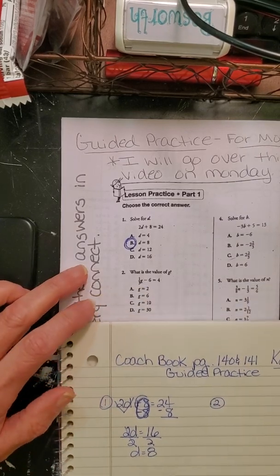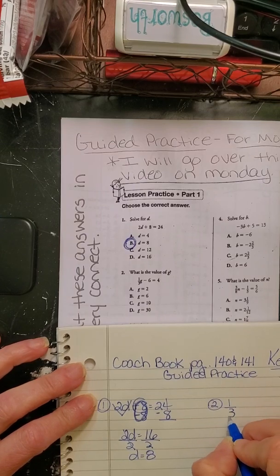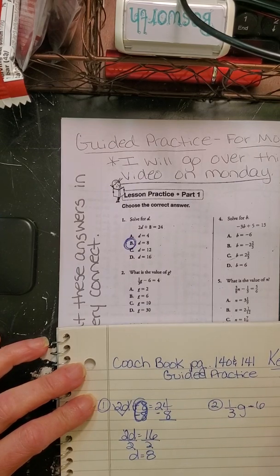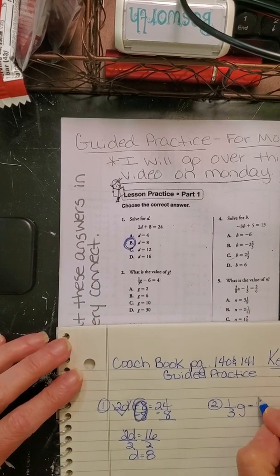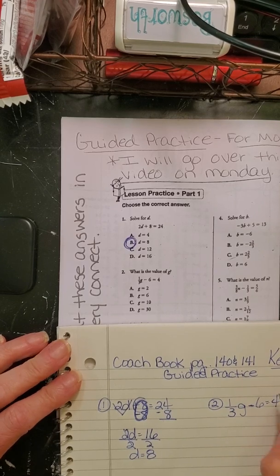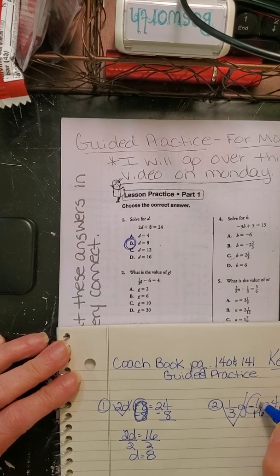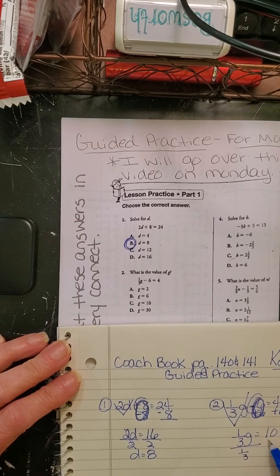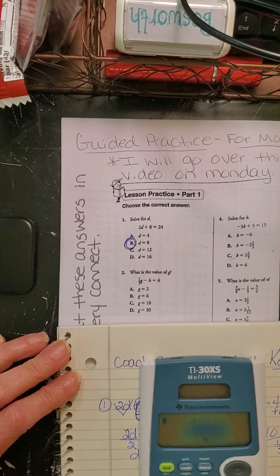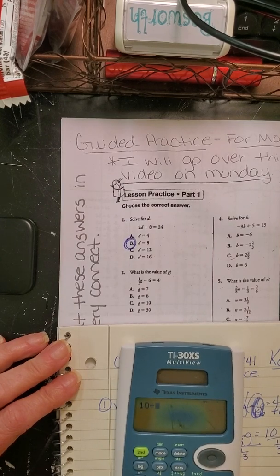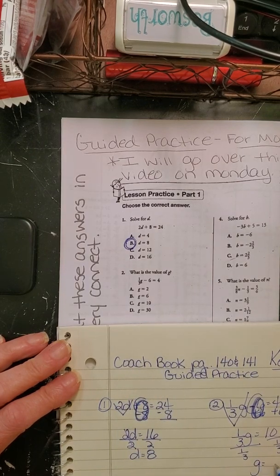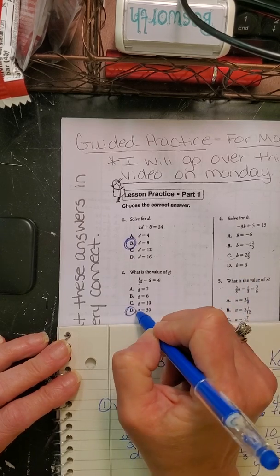Number 2. What is the value of G? 1/3 G minus 6 equals 4. It's a wonky looking 6, isn't it? So here's our variable term. Here's our constant term. We add 6 to both sides. This becomes a 0. Bring down the 1/3 G. 4 plus 6 is 10. Now we've got to divide both sides by 1/3. And we're going to get our calculator. And we do 10 divided by 1/3 is 30. So G equals 30. And that is D.